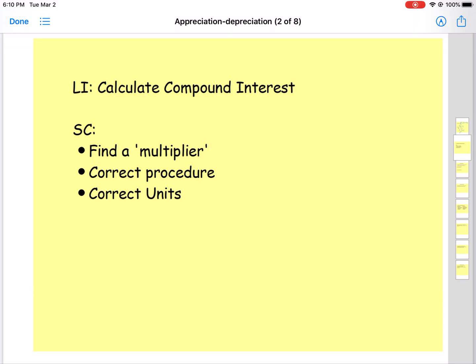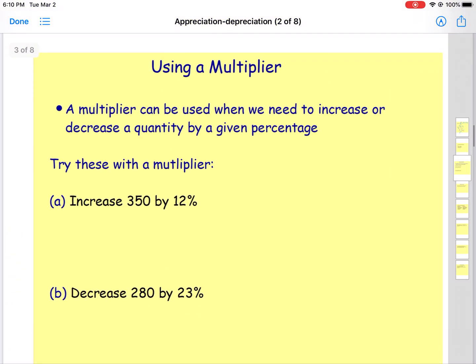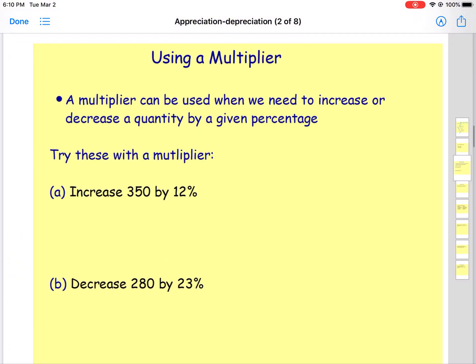So the first thing to do is to find a multiplier, and we'll work out how to do that in a minute as well. Then apply the correct procedure and have your correct units on the end as well. So always read those correct units just to make sure that the final answer is in its complete form. So the multiplier step here is the bit that's the most common bit. It will stay the same through all the calculations that we do. We need to do this process first, change it to a multiplier and then move on with the calculations.